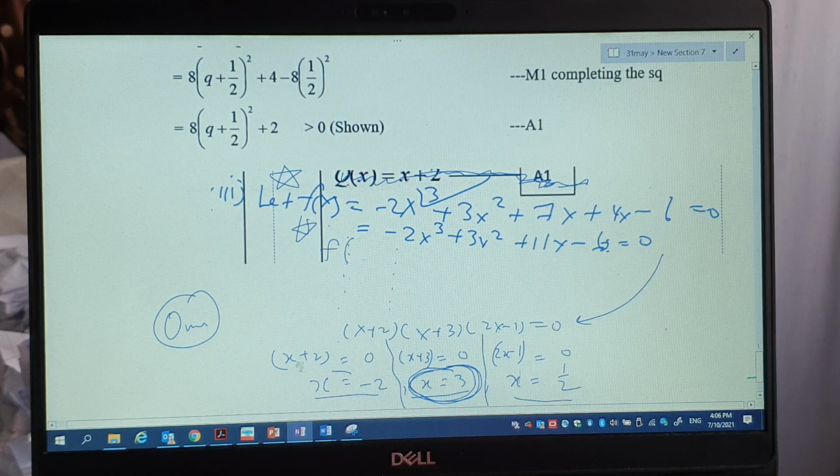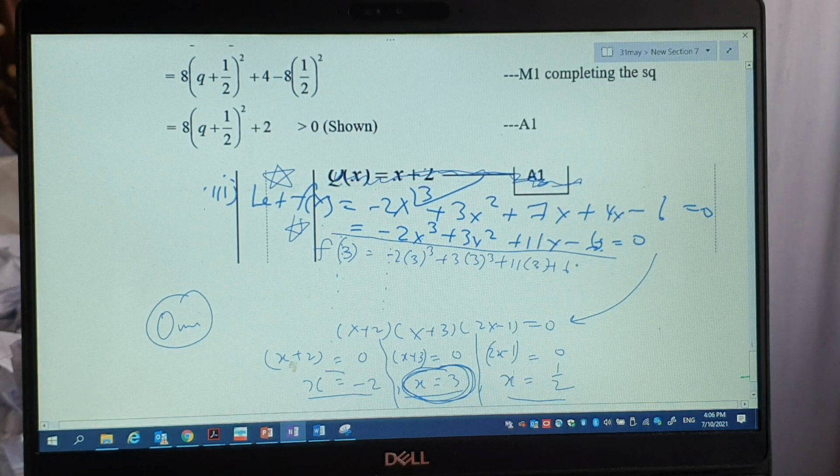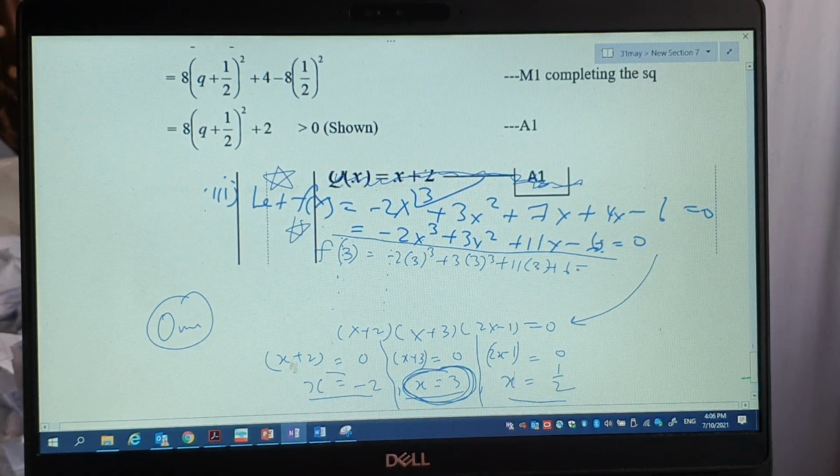If you don't have, then you choose the rest. So what we need to show the examiner is this f(3). That means when you sub 3 inside, you must tell the examiner that you can actually press your calculator, but actually no need to press the calculator. It's always going to be equal to 0.